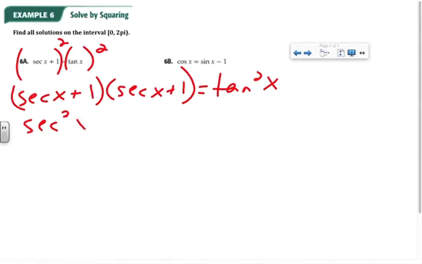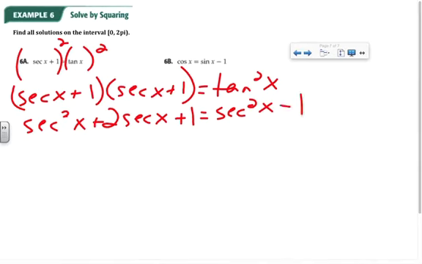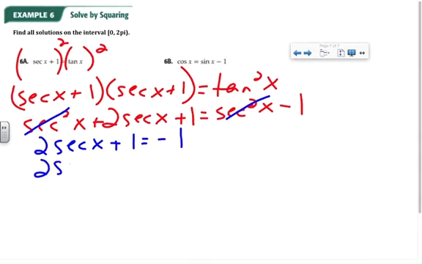So I'll have secant squared of x plus 2 secant x plus 1 equals, and then on the right-hand side, so that everything is in terms of one trig ratio, I'm going to replace tangent squared with secant squared of x minus 1. And conveniently, those cancel out. So now I have 2 secant of x plus 1 equals negative 1. And if I solve for secant of x, I'll have 2 secant of x equals negative 2. So secant of x is negative 1.